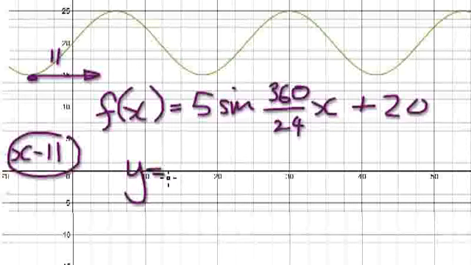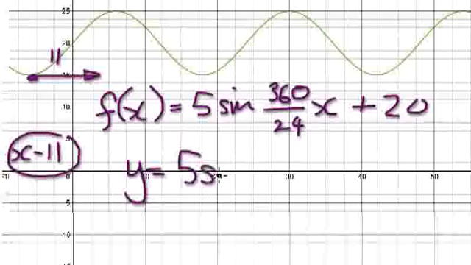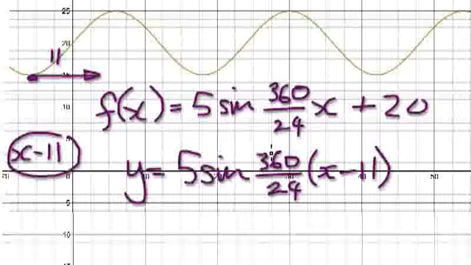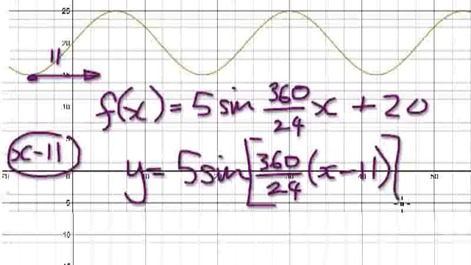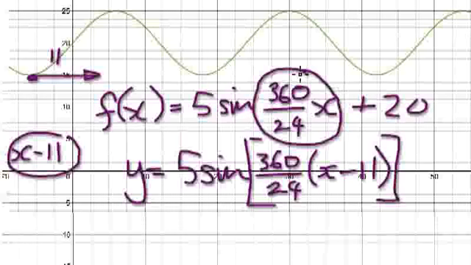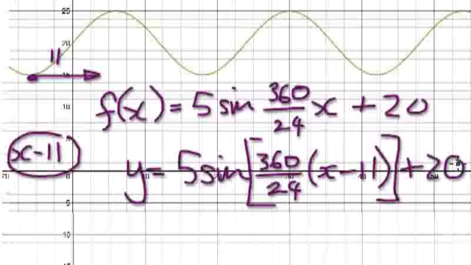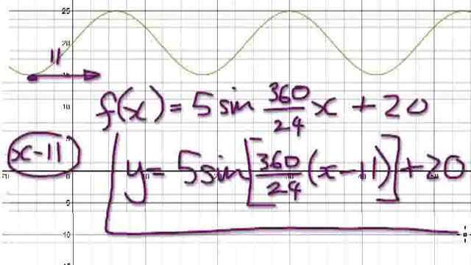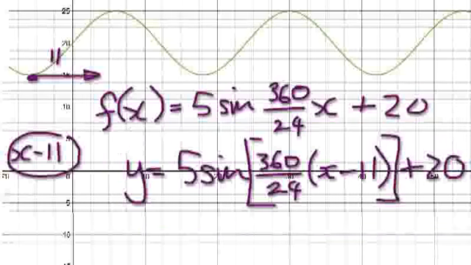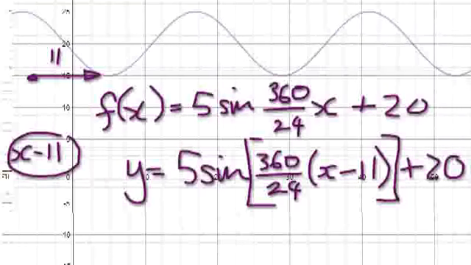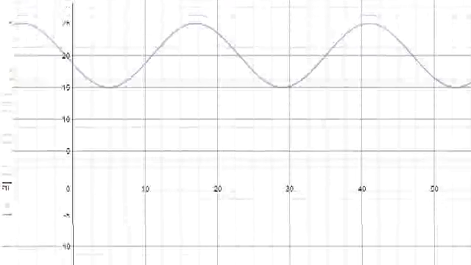So our new graph y should look like this: 5 sine, and then 360 over 24, and then we've got to put brackets x minus 11 and then close it off. So let's put everything inside square brackets here, so that the whole thing here is this thing here, and then we've got to add the 20 at the end. So here our final equation would look like this. So this is our final equation here.